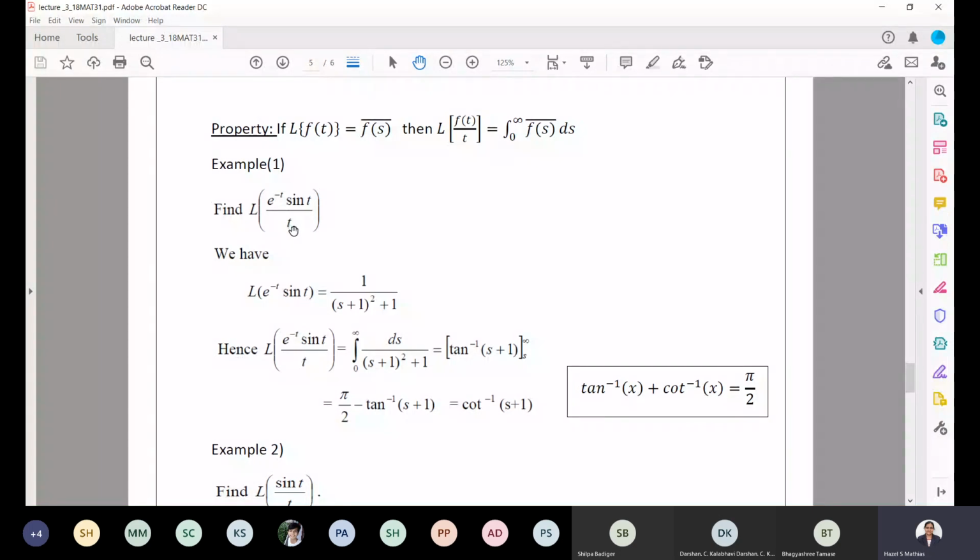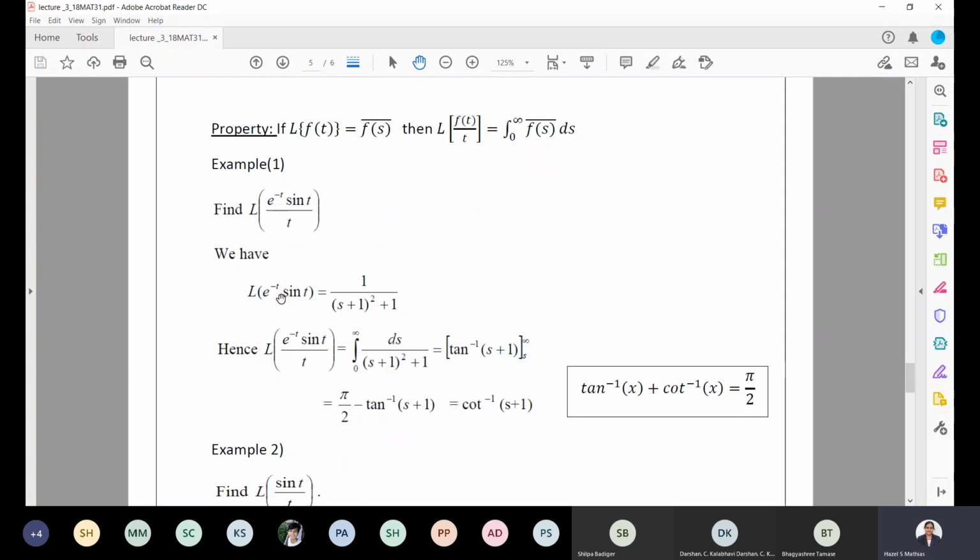So in this case, what do we do first? First find the Laplace transform of the numerator, using the first property. By now you should be thorough with that. When you have e power minus t into sin t, find the Laplace transform of sin t, that is 1 divided by s square plus 1. Then replace s by whatever the power of e gives. Here we have minus 1, so you have to replace s by s plus 1. So this is the Laplace transform of e power minus t into sin t.